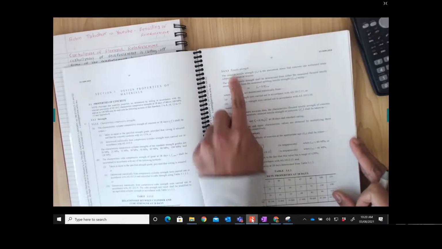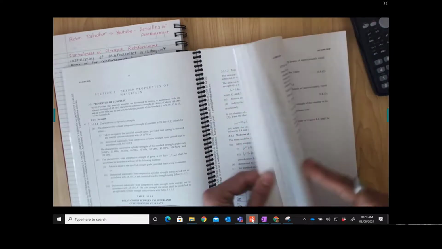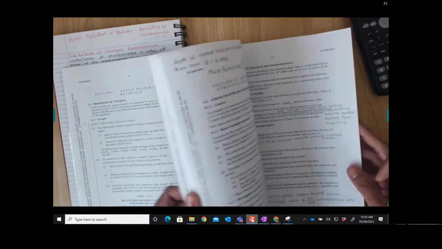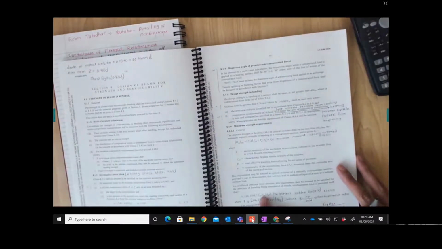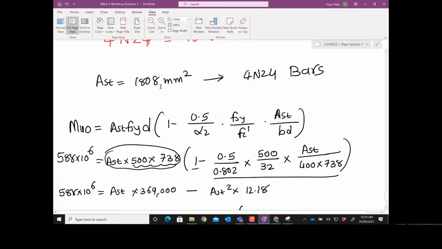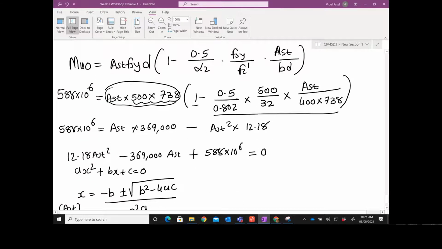FCT.F is going somewhere here in clause 3.1.3. You have FCT.F, and here FSY is 500, BW is your B, I think 400, and small d is your depth, 738. So if you have AST minimum, I think this check will go through. So make sure that your AST value of 1800 is greater than this AST minimum. It's a check that you can make.